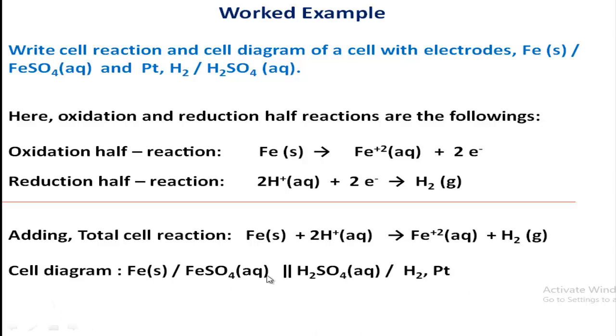And the cell diagram, how can we write it? Oxidation: iron per iron sulfate, double bar, and also sulfuric acid per hydrogen. Also you can write iron oblique iron plus 2, double bar, hydrogen plus oblique hydrogen.